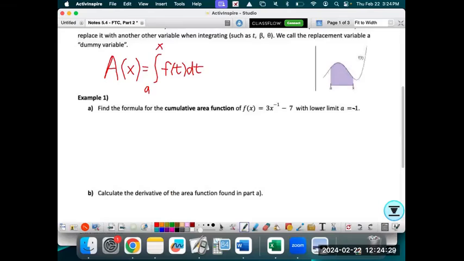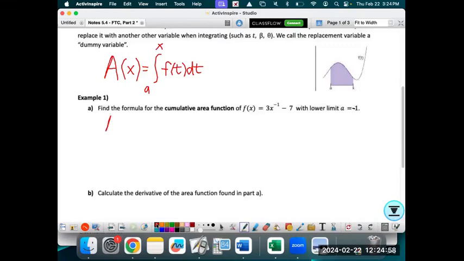Area function of f of x equals 3x to the negative 1 minus 7 with a lower limit of a equals negative 1. Now, if I asked for a cumulative area function, that integral is perfectly fine. Technically, it's an area function, but I asked for a formula. So what I would like you to do is actually do that integration. That way you have a nice formula that you could easily calculate without having to do an integral every single time.